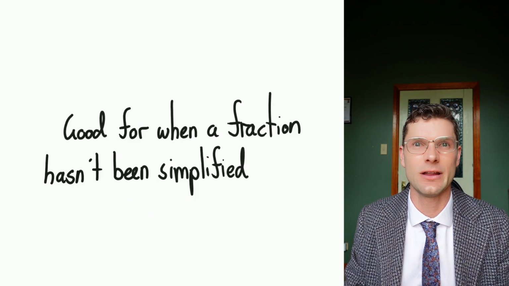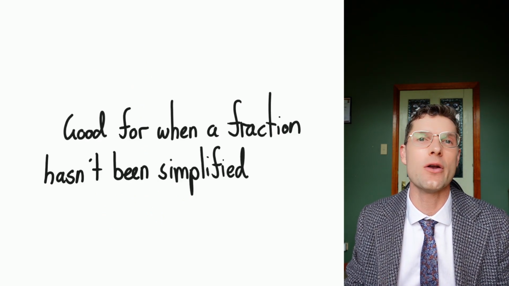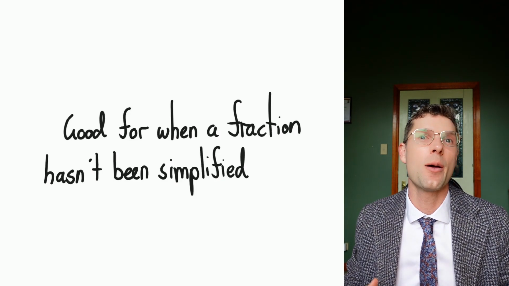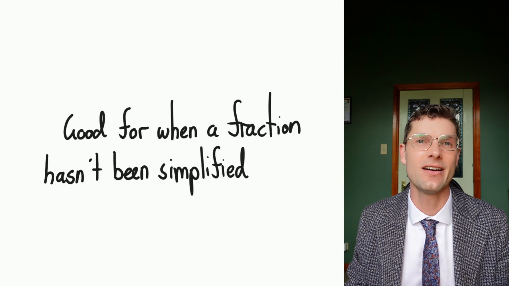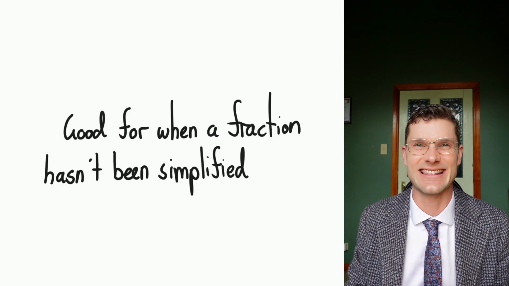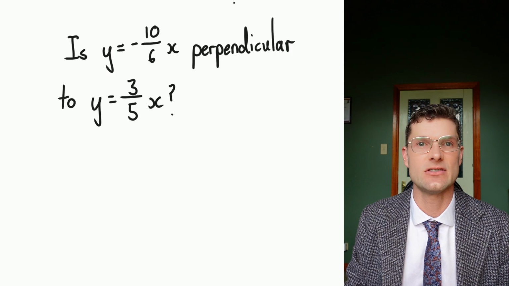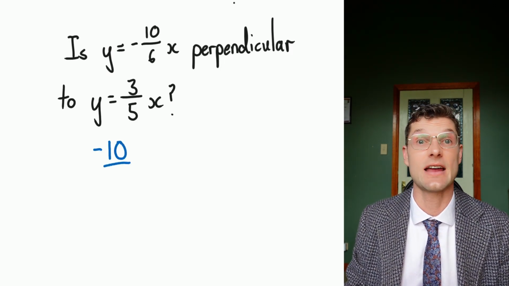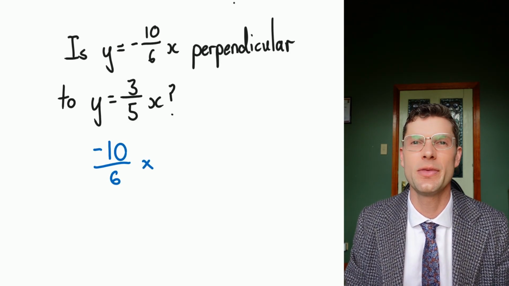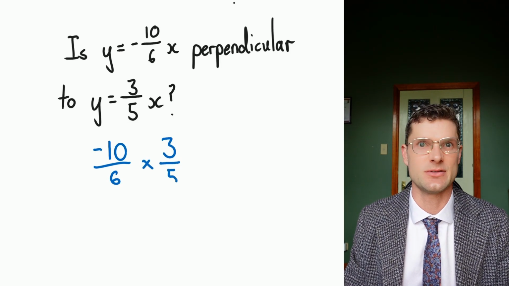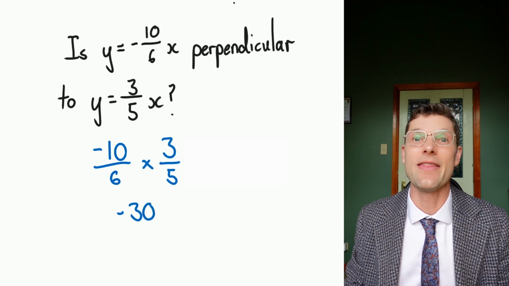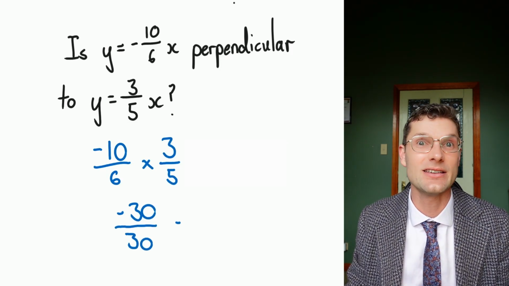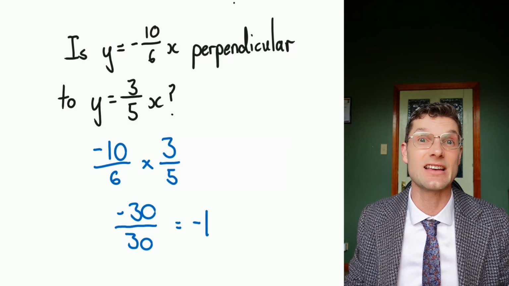It's just a negative and a flip, but this is really helpful when we don't have a fully simplified fraction. And that's where this can really help out. Because again, when we multiply them together, it has to give negative 1 as the answer. So we want to know if negative 10 over 6x is perpendicular to 3 over 5x. So for this, I just have to multiply them together and hope that the answer is negative 1. Negative 10 times 3 is negative 30 up the top, and then 6 times 5 is 30 at the bottom. Negative 30 divided by 30 is equal to negative 1, so these two things are perpendicular.